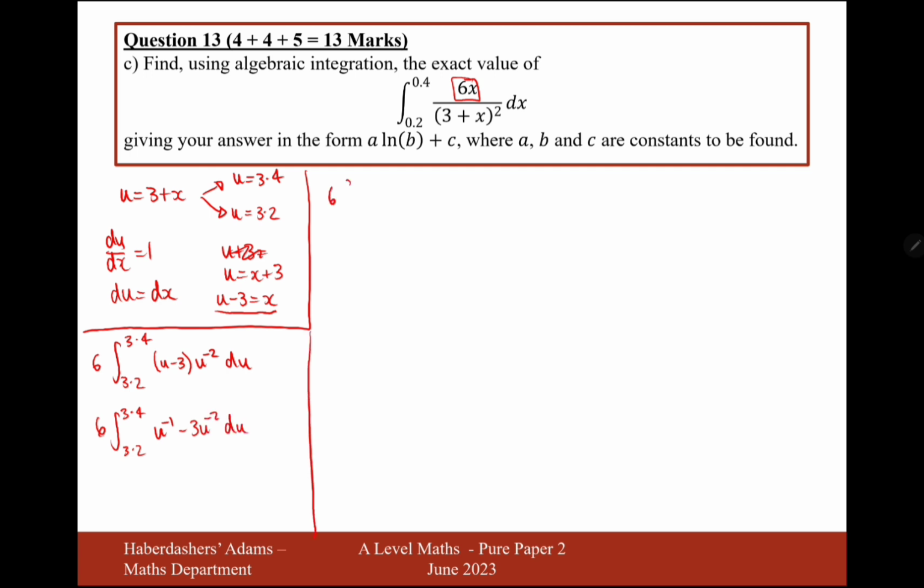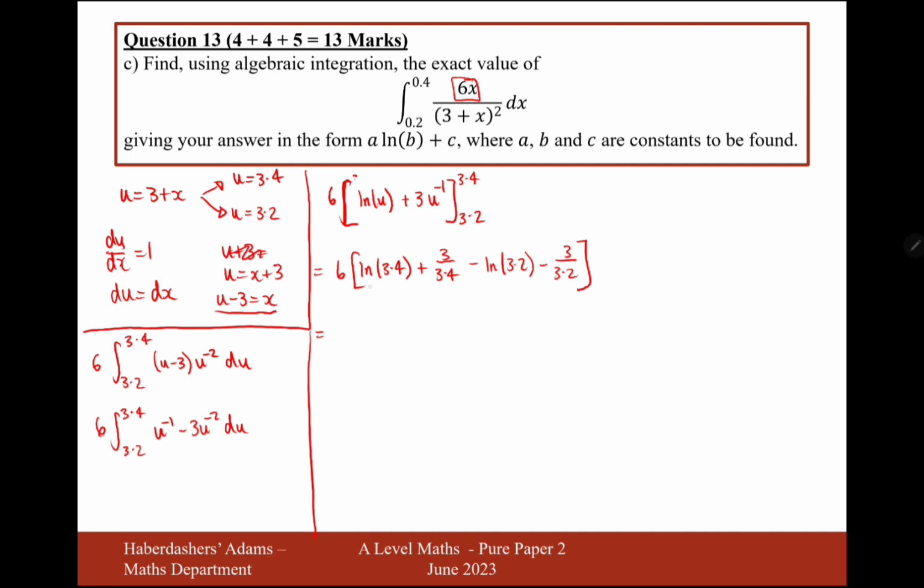Okay, let's now do this integration. So we want square brackets now. So u to the minus 1 is ln u. And in this one here, we increase the power by 1 and divide by the new power, between 3.4 to 3.2. Okay, let's now substitute in. So it's going to be 6 times ln 3.4, add 3 over 3.4, minus ln 3.2, minus 3 over 3.2.